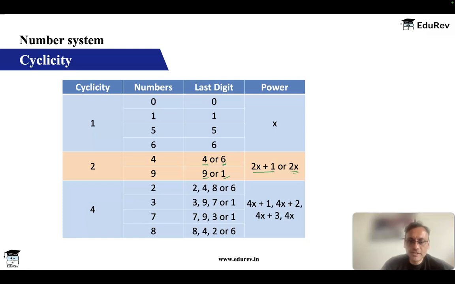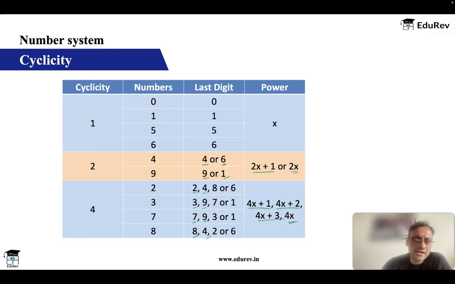If the power is 4x plus 1, then the answer would be the first one. Remember, the answer is not 1. The answer is the first one. That is when you raise that number to power 1. If the power is of the type 4x plus 2, then the answer would be the same as raising the number to the second power. If it is of the type 4x plus 3, then it is the same as raising the number to the third power. And if it is 4x, then it is the same as raising the number to the fourth power.